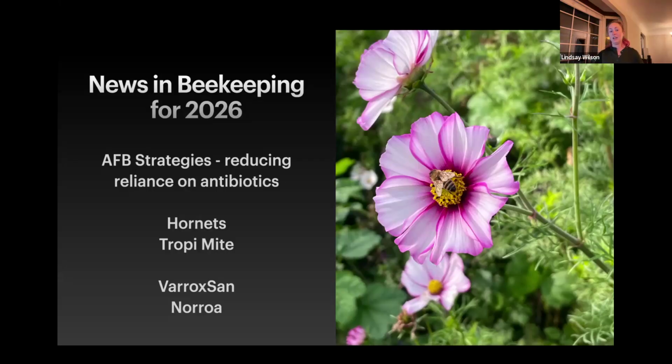VarroxSan is an oxalic acid treatment, and Varroa is something you feed to your bees that prevents the foundress mites from making more Varroa mite. These each have their place in an IPM strategy. Some are going to be better for some beekeepers than others, and some of you may decide not to use certain products at all based on your experience or your goals. So we'll give you a highlight and give you lots of follow-up information on that.